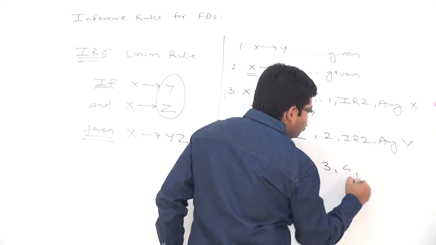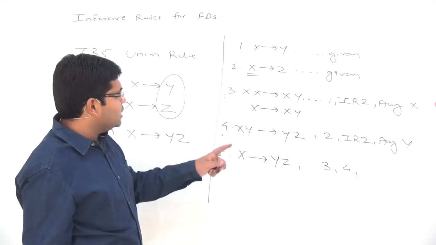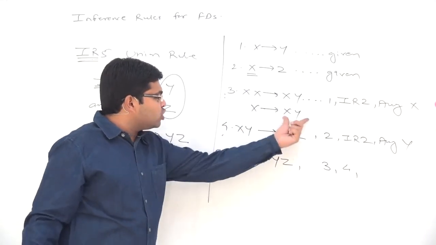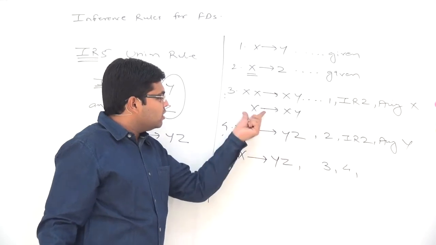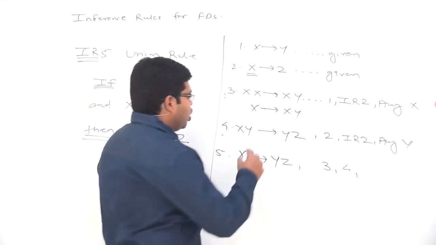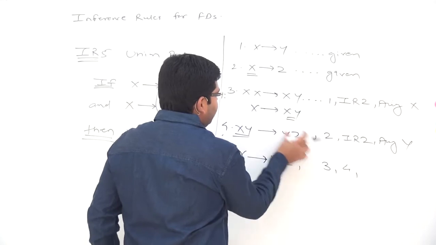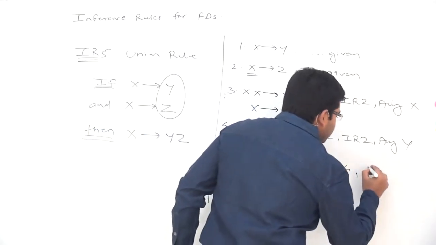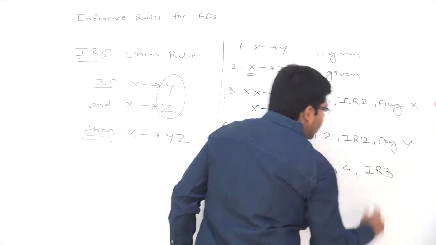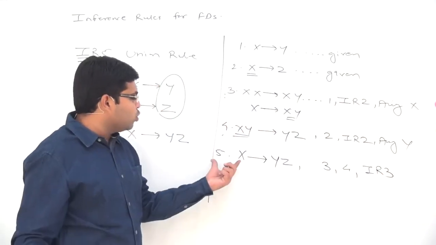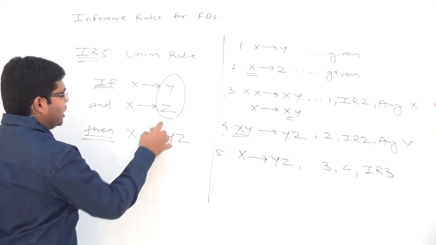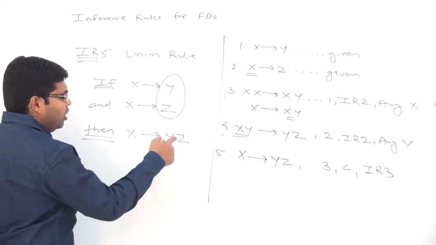So 3, 4, and what is transitivity? Where is the transitivity? x gives xy, xy gives yz, therefore x gives yz. So because xy is common, you can apply the transitivity rule and you can say x gives yz. So 3, 4 and IR3. Using these things we can prove that the union rule is a valid one. x gives y, x gives z can always be replaced with x gives yz.